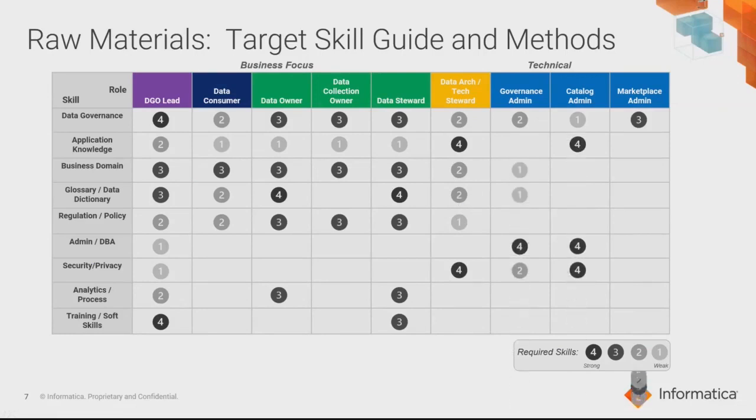The administrators, I'll just build out quickly, would have the governance versus marketplace administrator. They're going to all, of course, need the baseline data governance across the top here. More administration, application knowledge if you're the catalog administrator, that you would be the one maybe configuring things like delivery methods and provisioning and that kind of thing. So again, a little less knowledge here required for business domains and glossaries, and then much stronger requirements here for being a DBA, being an administrator, understanding security profiles, and so on.